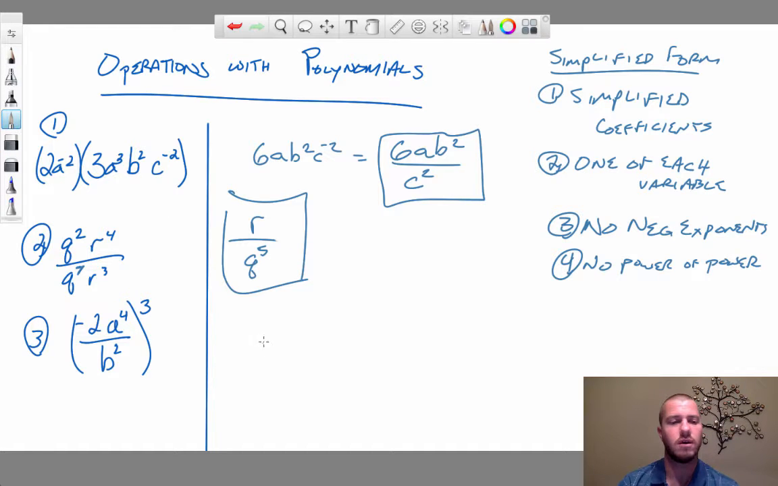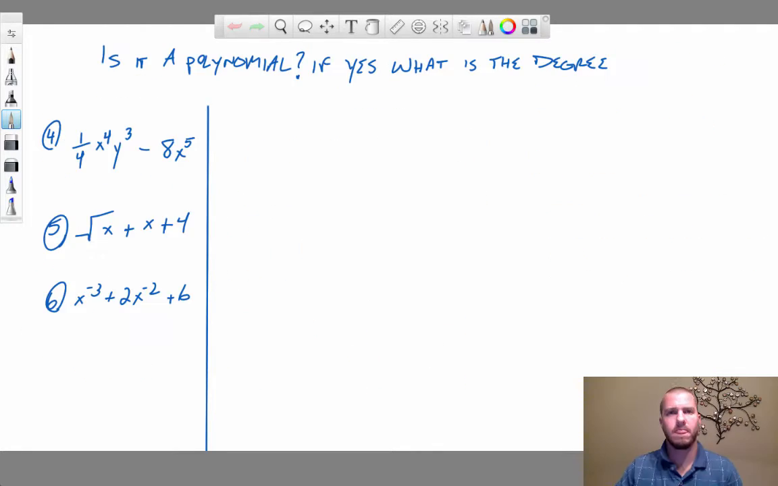And this third one, I'm going to first distribute this exponent to the exponent, so it's not being multiplied with -2, but it's being -2 raised to the third, a raised to the 12th, b raised to the 6th. And then -2 raised to the third becomes -8, because the exponent is odd, that stays a negative. A to the 12th, b to the 6th, that's my simplified form.